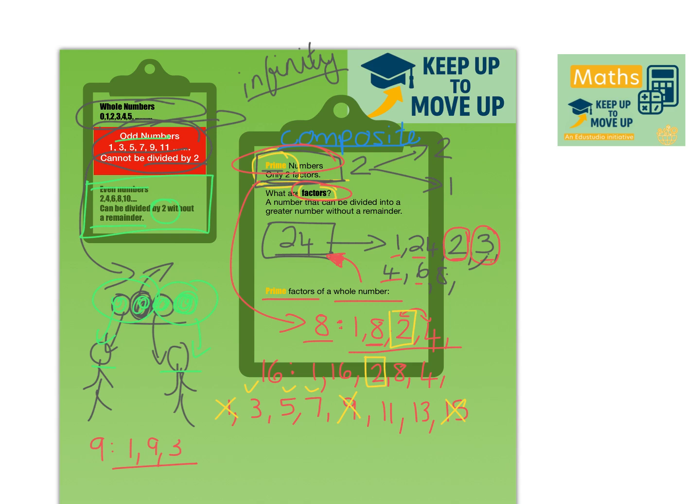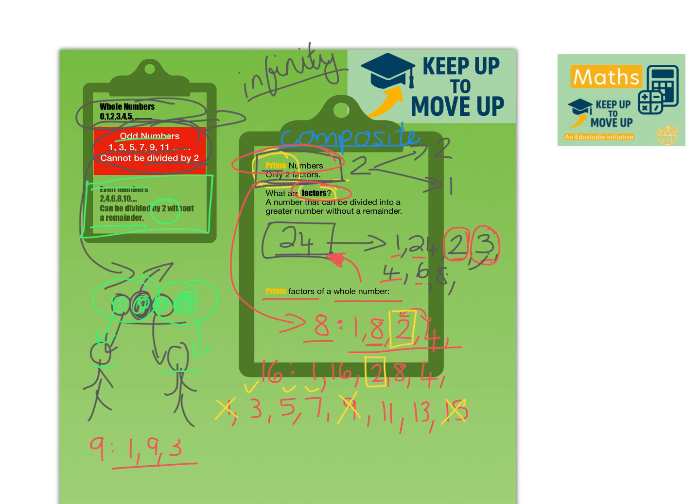Let's recap. This is your first lesson about whole numbers. The whole numbers begin at 0 and they go into infinity. They can be divided into two main groups, odd numbers and even numbers. Even numbers can be divided by 2 without a remainder. Odd numbers cannot. Prime numbers have only 2 factors, and you must know what a factor is. If you get confused, remember that a factor is always smaller than the number it can divide into.